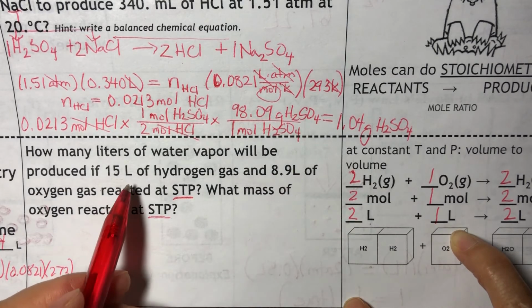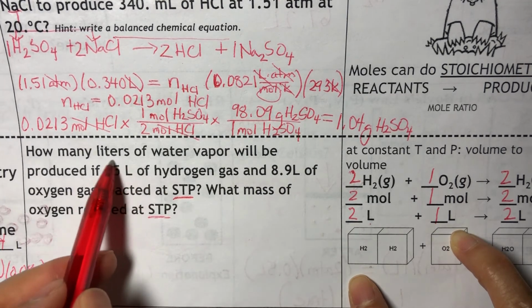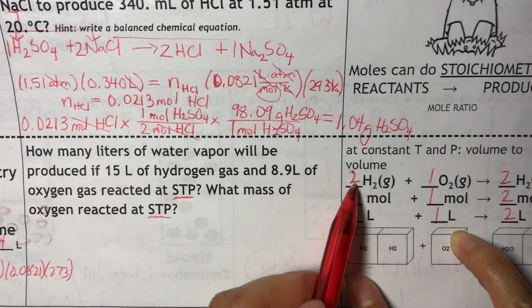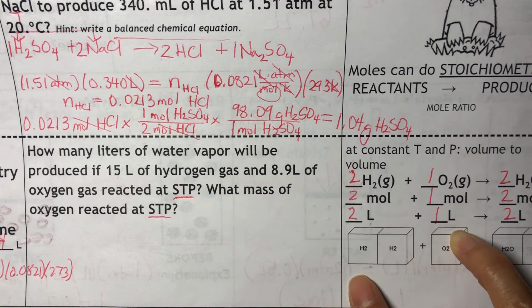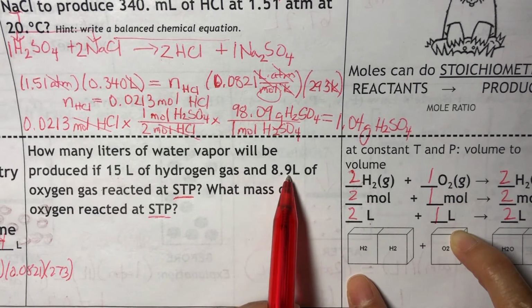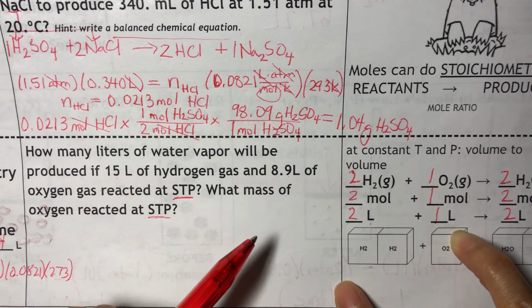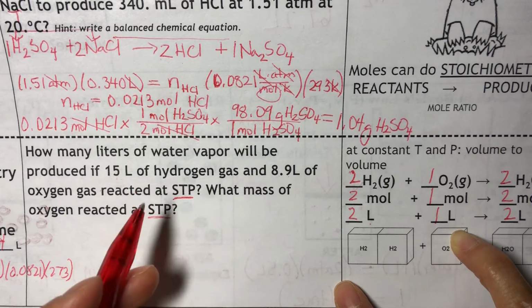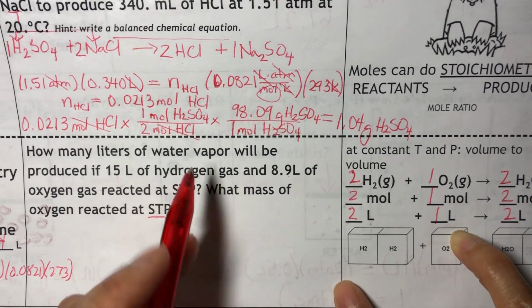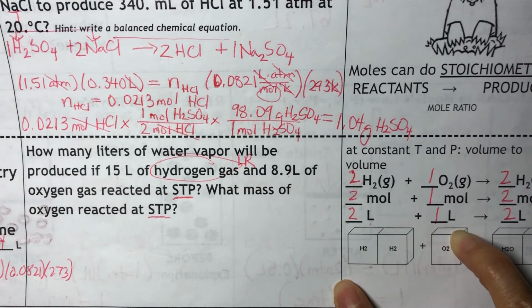So we can take this, and if you remember limiting reactants, you just take your 15 liters and divide it by the stoichiometric coefficient. So divided by 2 gives you 7.5. 8.9 divided by 1 is 8.9. So which one's lower, 7.5 or 8.9? And you're right if you said 7.5. So this must be my limiting reactant.